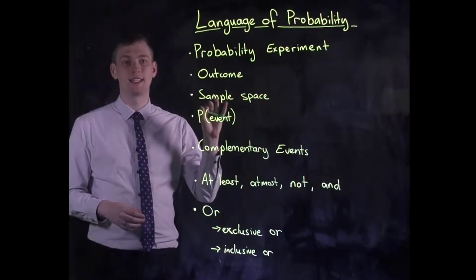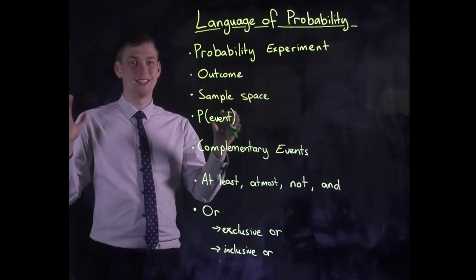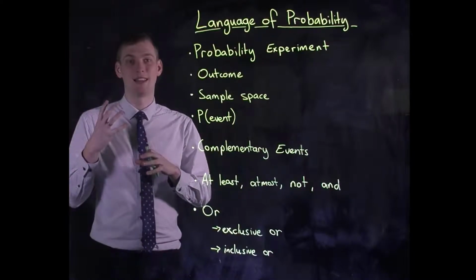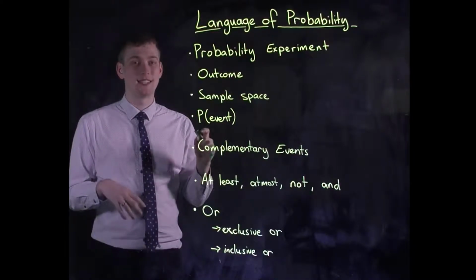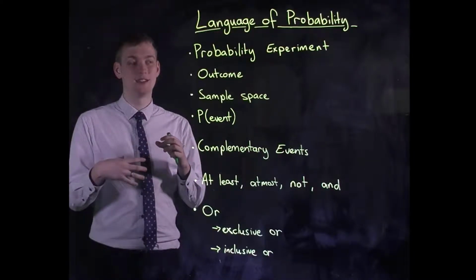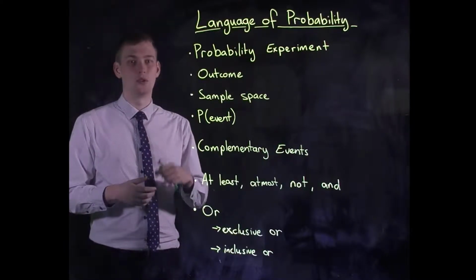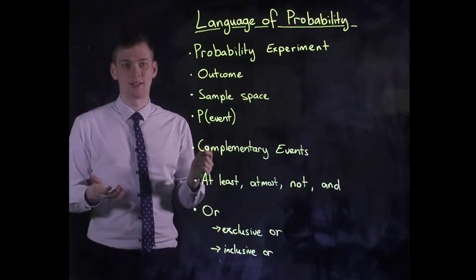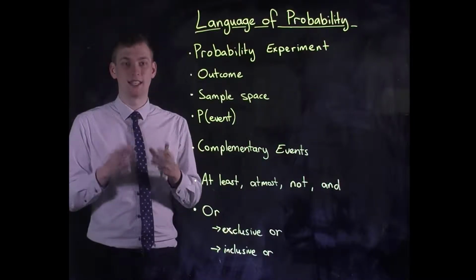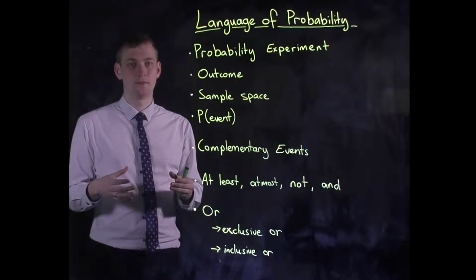First we have a probability experiment, and this is the overarching idea of what we're doing each time we're calculating the probability of something. It's just an experiment or a situation which is involving chance. Something like throwing a dice or drawing a card out of a deck of cards. Each of these is a probability experiment. It's the thing that you're doing.